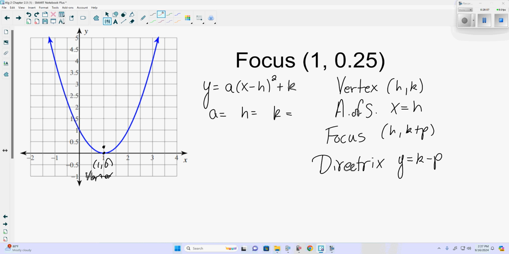Now it told us the vertex is the point 1, 0. It told us the focus is the point 1, comma 0.25. So what's our value of h and k? 1 and 0. So we plug those in. Y equals a times x minus h plus k.